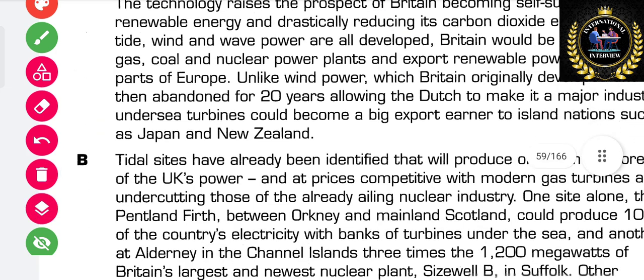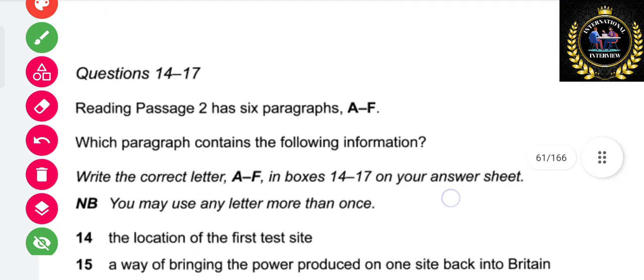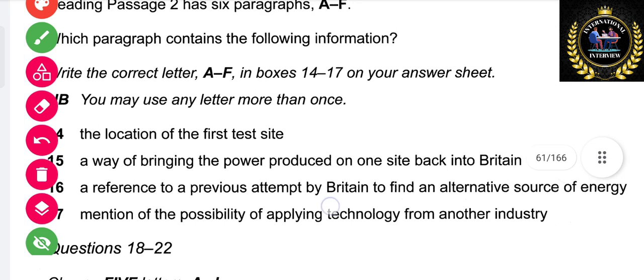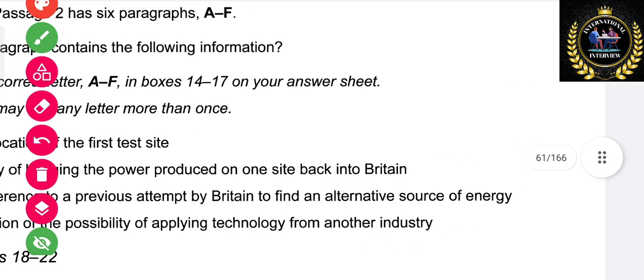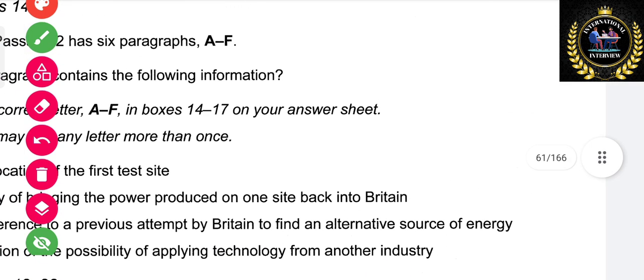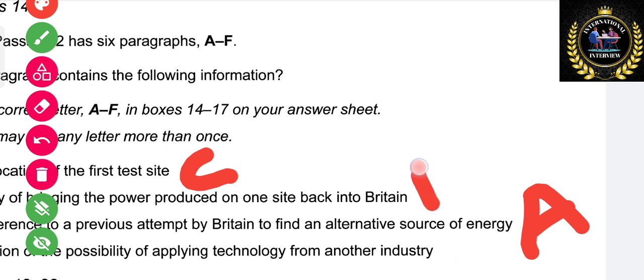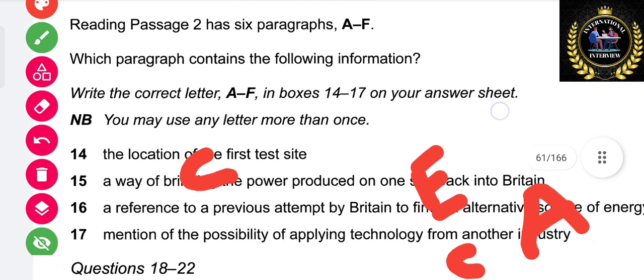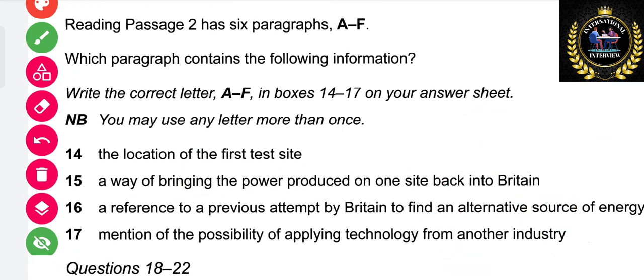Got it? So let's go to the question and answer number 16: a reference to the previous attempt by Britain to find out the alternative source. Our answer will be, yes, you are right, A. Let's read it once again. So it will be C, it will be A, it will be C. So we have done all 4 answers: 14, 15, 16, 17.